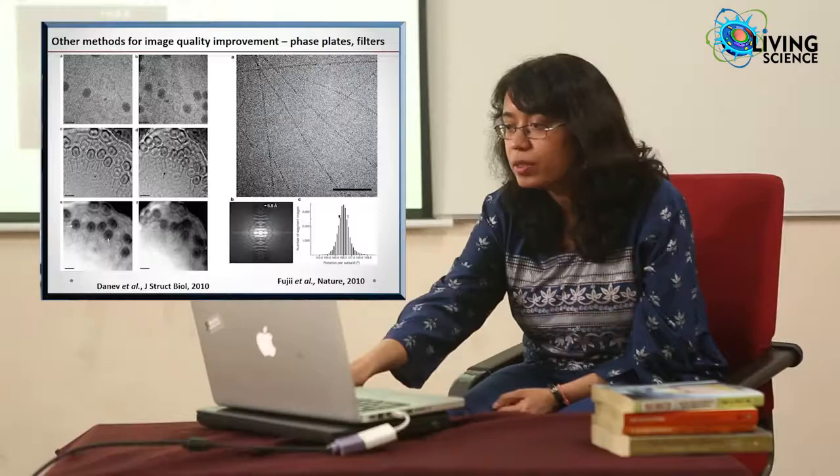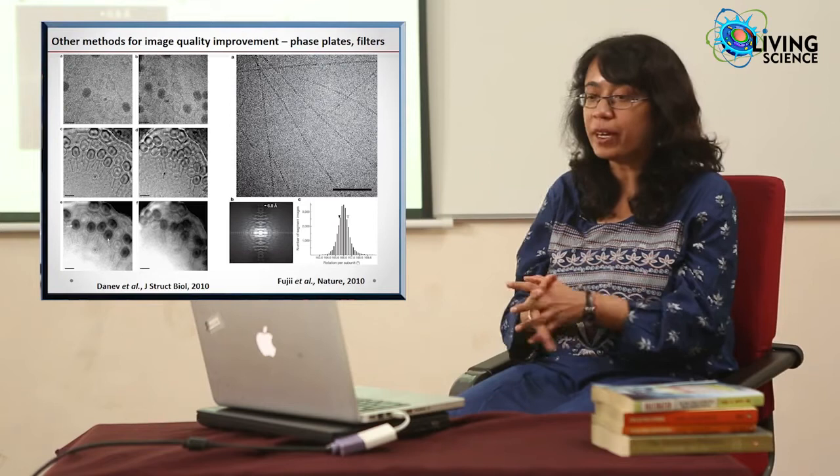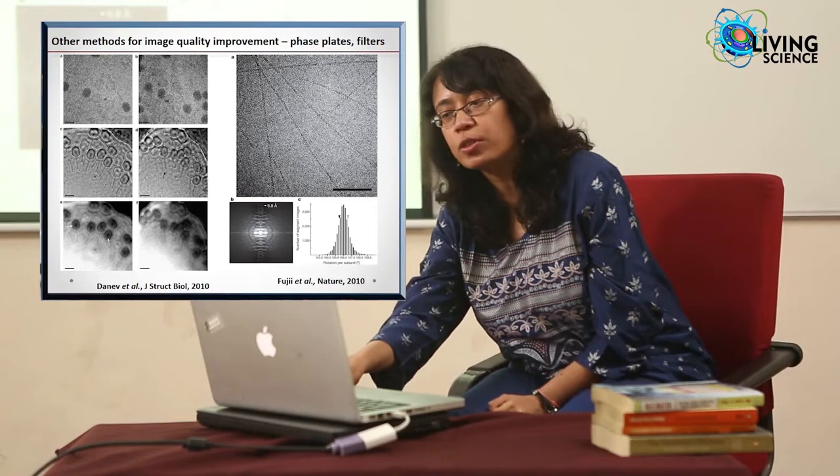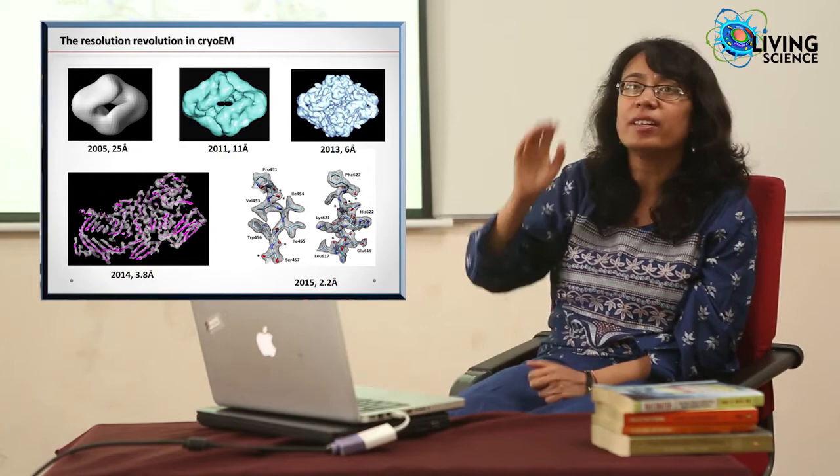So the development of direct detectors, as well as other methods, such as availability of phase plates, which improve the contrast, as well as in-column filters within the microscopes, really led to what is termed the resolution revolution in cryo-electron microscopy. And this is just an overview of the resolution revolution. This is the same structure of a protein called beta-galactosidase. So in 2005, the structure was solved at 25 angstrom. And this is blobology, because what you can see is essentially a blob.